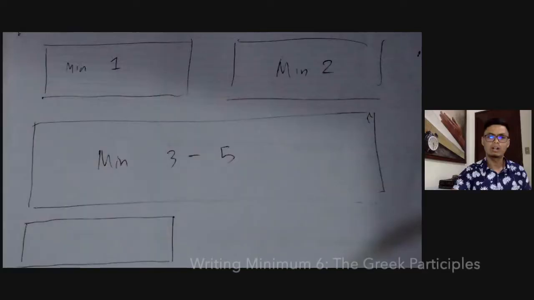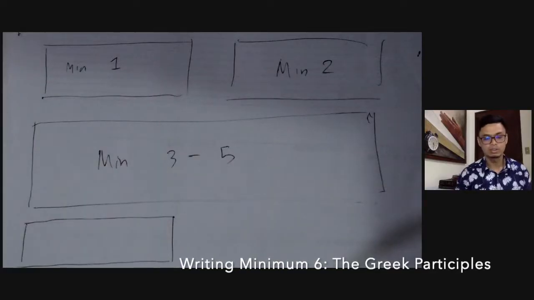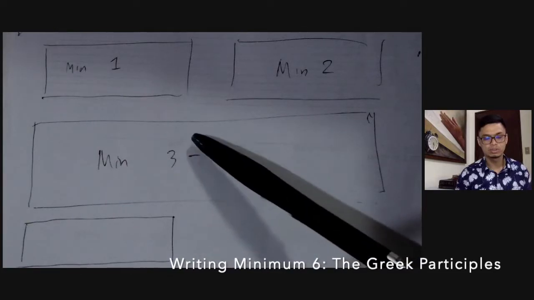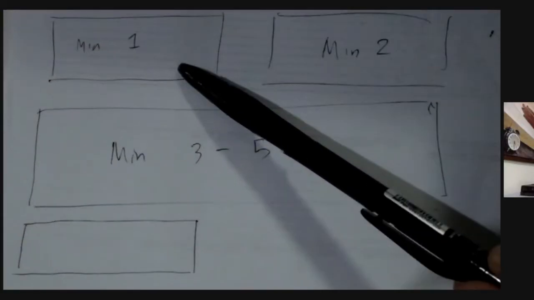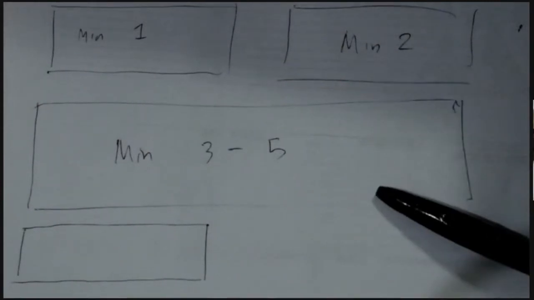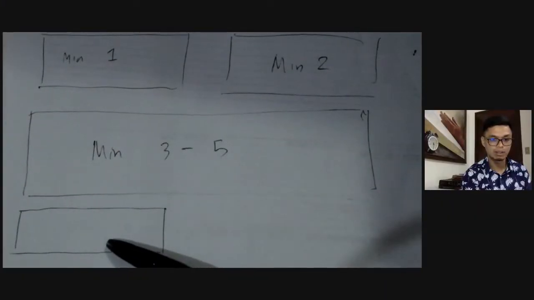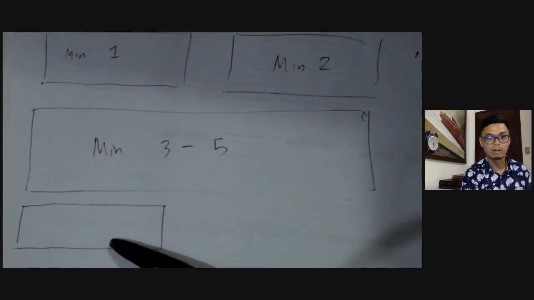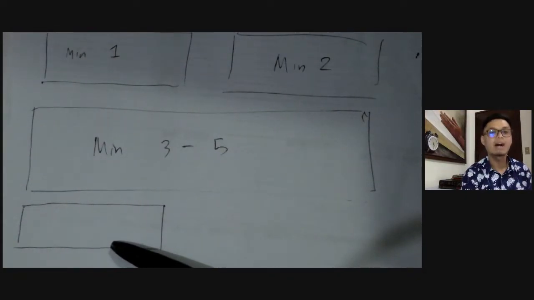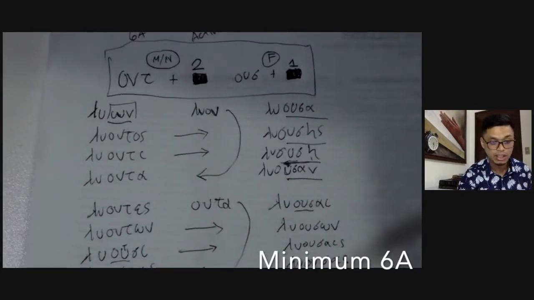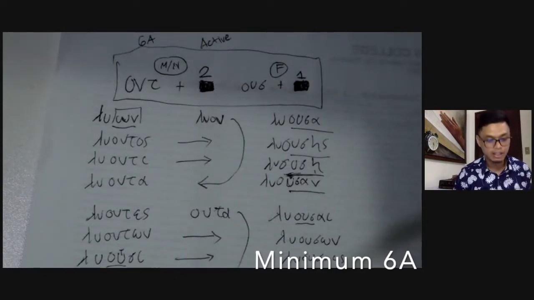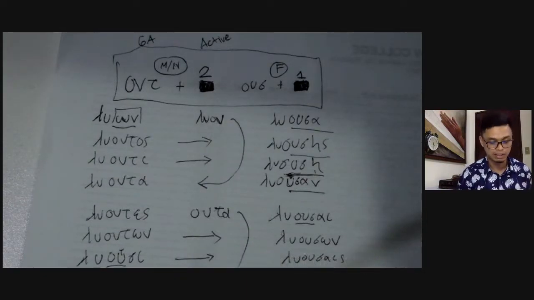Amen. Let's move quickly here to our main screen. As you know, I have taught you to write the minimum 1 here, and then right beside it, minimum 2. And then you have minimum 3 to 5. And then here at the bottom is where you will write your minimum 6. How do you do minimum 6? This is minimum 6A. Minimum 6A is the active participle. So you write minimum 6A like this.